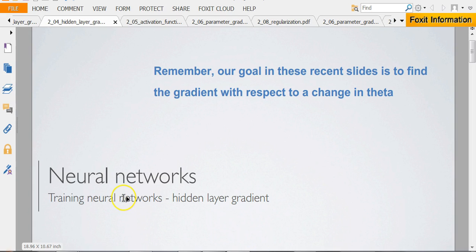Okay, so we're talking about training the neural network, and we're talking about the hidden layer gradient. But remember that our goal in these recent slides is to find the gradient with respect to a change in theta. So like the derivative with respect to a change in theta, or a derivative with respect to the changes in the weights and also the biases. So that's our goal.